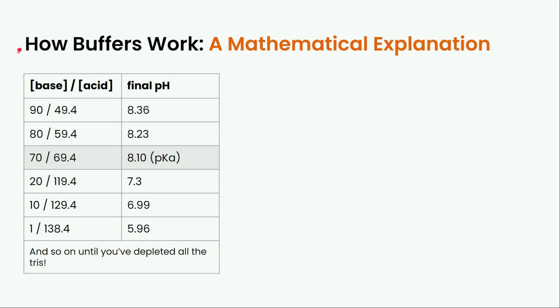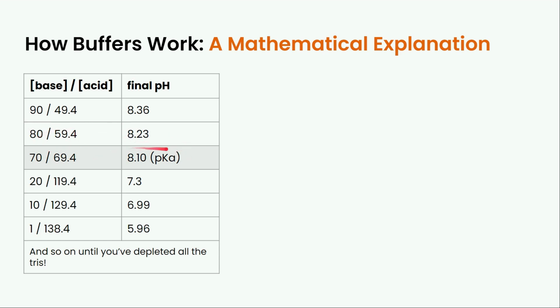And you can keep going. You can keep adding 10 millimoles of HCl and measure the pH change, which is what I've done in this table here. So in the left-hand column, we've got the base concentration divided by the acid concentration. And in this right-hand column here, we've got the corresponding pH. So this is what we had on the previous slide, 90 millimoles of base divided by 49.4 millimoles of acid. pH is 8.36. We can go again, add another 10 millimoles. Our base concentration is dropped by another 10 millimoles, and our acid concentration is increased by that amount. pH drops further to 8.23.